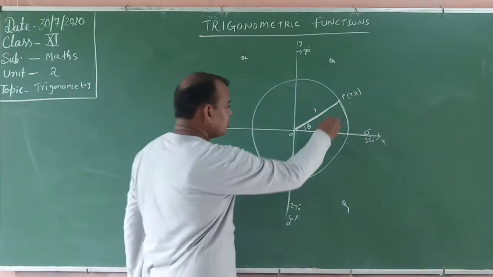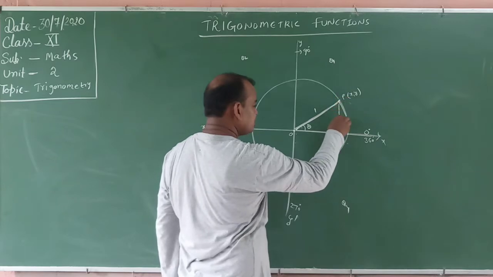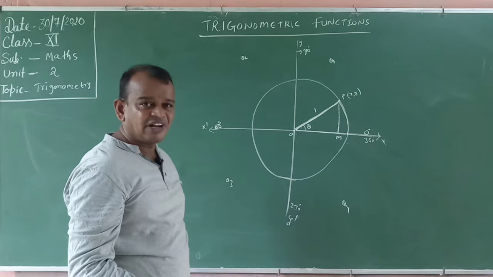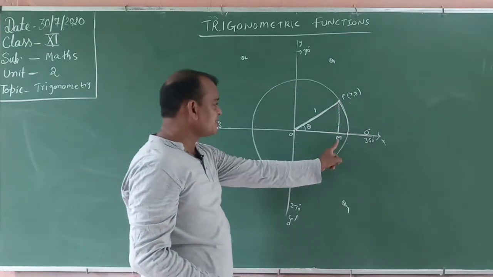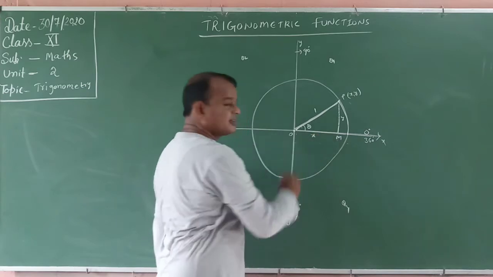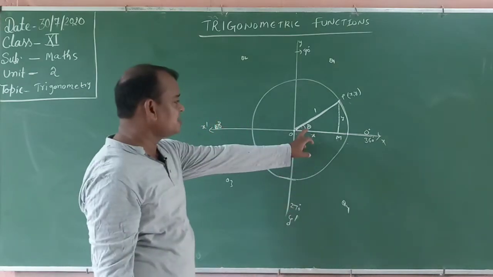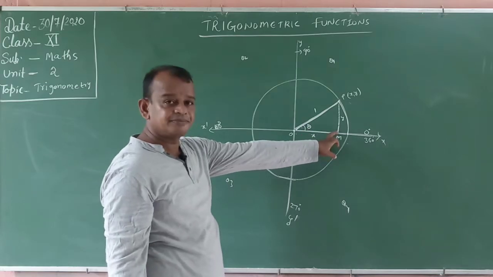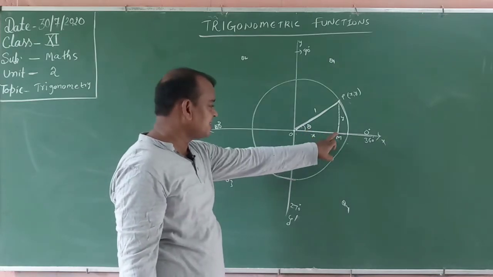Now we draw the perpendicular. Suppose the perpendicular is this one, and this is M. The distance from P to the x axis is always equal to y, and this is nothing but the x. Now the angle is theta, and this is 90.